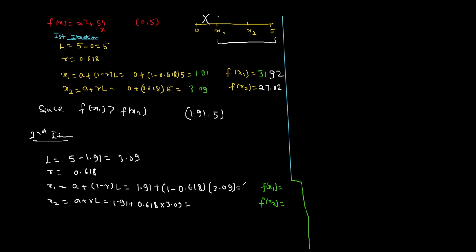3.0903, right? So you can write approximately 3.091. Okay, and this is 3.819. So approximately you can write 3.82. Okay. Now the corresponding value at each point is what?